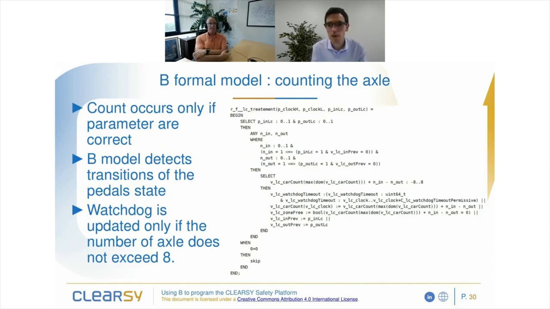The model of the counting of the axles is presented here. So we have LC treatment that we have seen before. It takes as input 4 parameters: the clocks, the state of the announcement pedal, and the state of the output pedal. We ensure through formal methods that the parameters have the correct types. Then we perform a filtering to detect only transitions on the pedal. And if everything is fine, then we increment the number of axles inside the area. And we update the watchdog timeout if everything is fine.